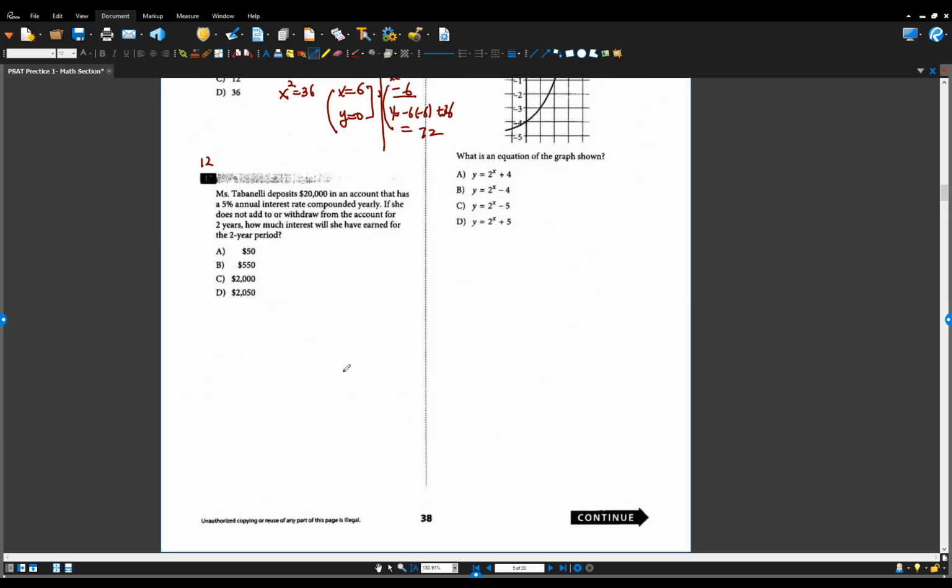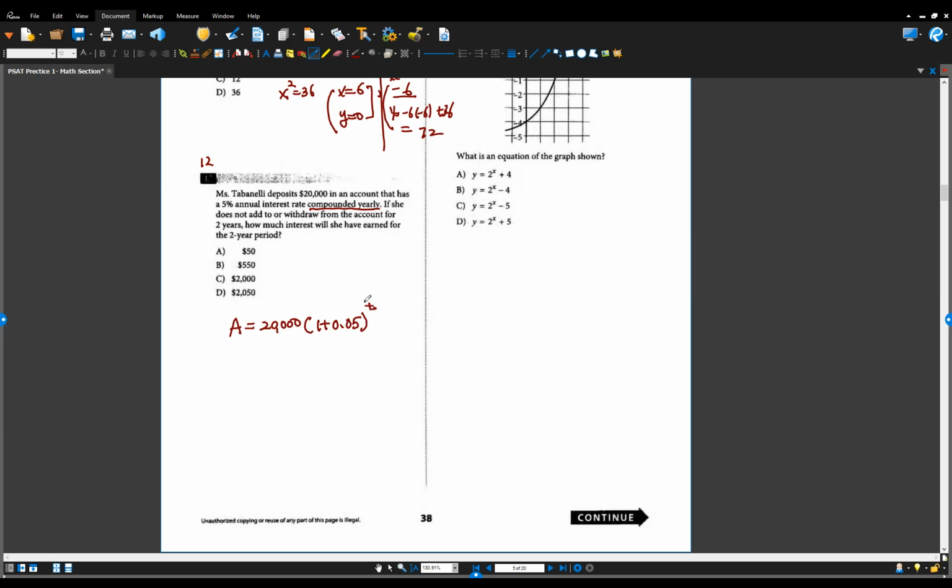Ms. Tavanelli deposits $20,000 in an account that has a 5% annual interest rate, compounded annually. Now you know how to set up the equation. New balance, the total amount, is what? 20,000 times (1 plus 0.05) to the t, right? This is the t, the number of years. That is compound interest.